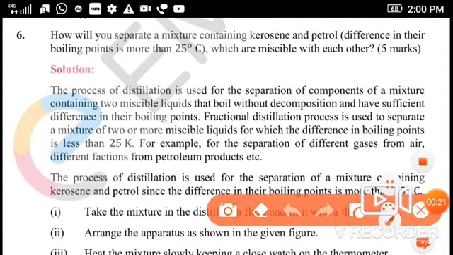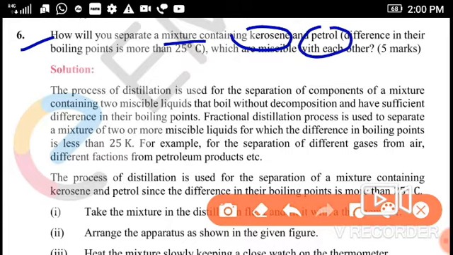Okay, the first question is the sixth question. How will you separate a mixture containing kerosene and petrol? If the difference between their boiling points is more than 25 degrees Celsius, then we will use distillation. Or if the difference is less than 25 degrees Celsius, then we will use fractional distillation.